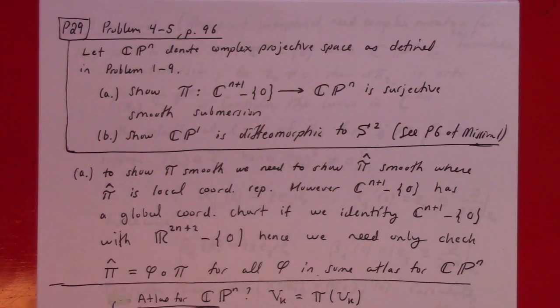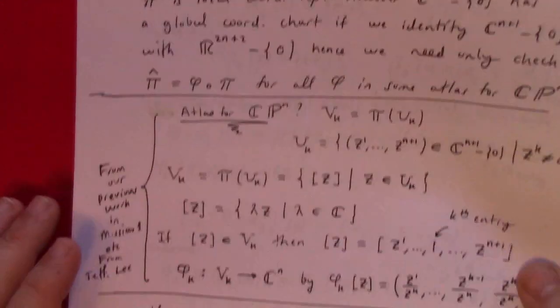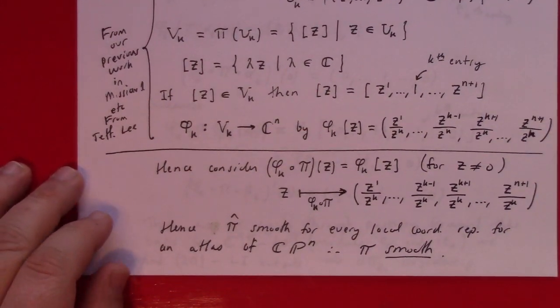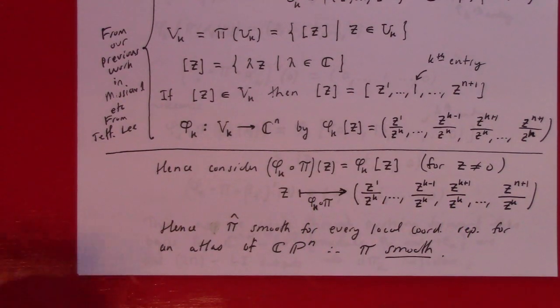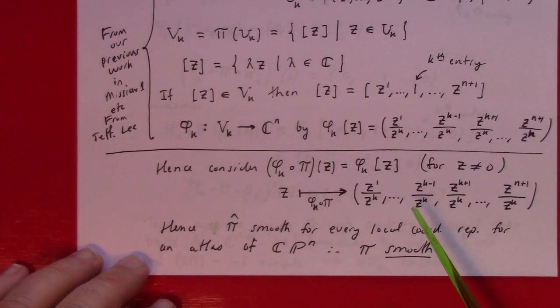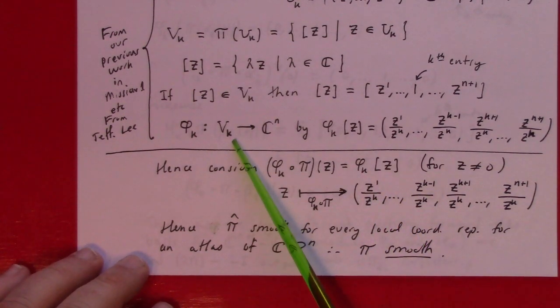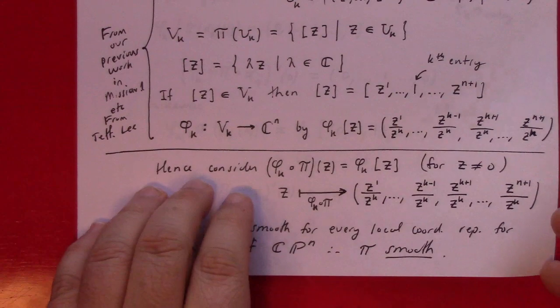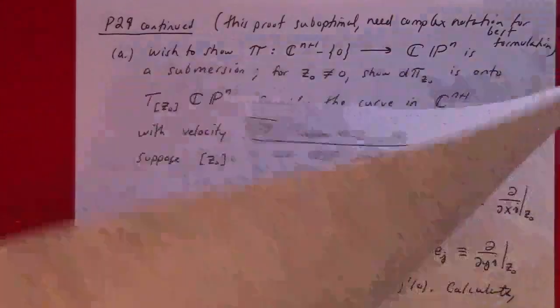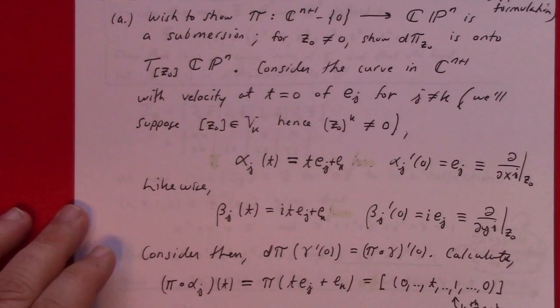Anyway, the smoothness of the projection here just amounts to looking at the local coordinate representative with respect to the homogeneous coordinate map, and it's just this maps to that, which is smooth. Assuming we're in the V_k domain for V_k, which is just to say that z_k is non-zero, and since k is arbitrary, you can do this for every V_k, which then of course gives you an atlas. And so we've shown that the local coordinate representatives of pi are smooth for all charts in an atlas, therefore pi is smooth. And so we want to show it's a submersion.